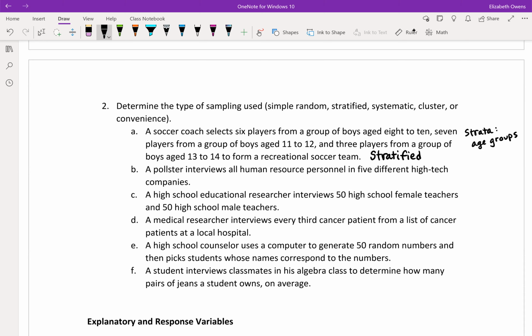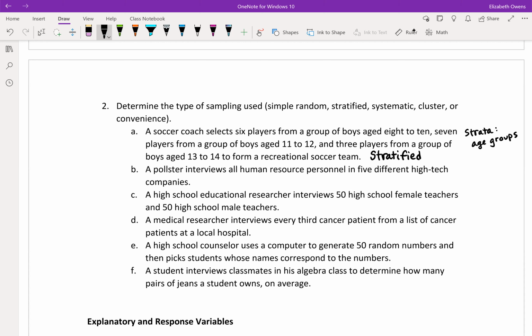Okay, let's look at the next one here. A pollster interviews all human resource personnel in 5 different high-tech companies. Okay, so our population appears to be high-tech companies.